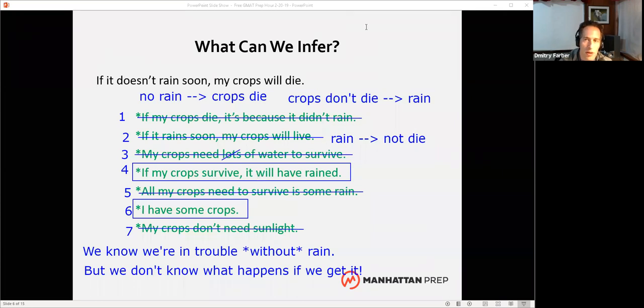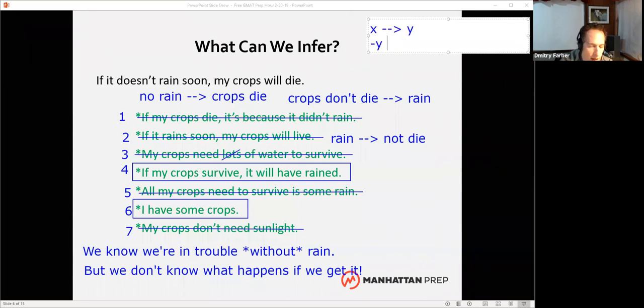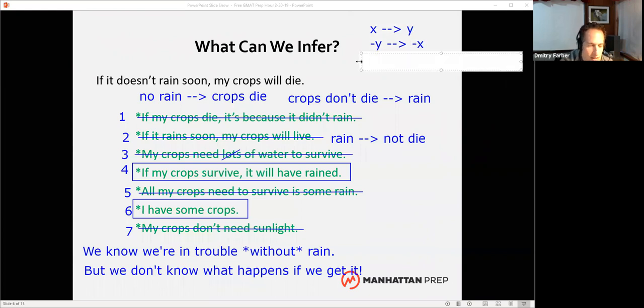So the general formula that we know is if X, then Y, then we can say, hey, if not Y, then not X. But what we can't say is if not X, then not Y. And we can't say if Y, then X. That would be a reversal or a negation, right? And again, this is a little heavy for the GMAT, but good stuff to know.